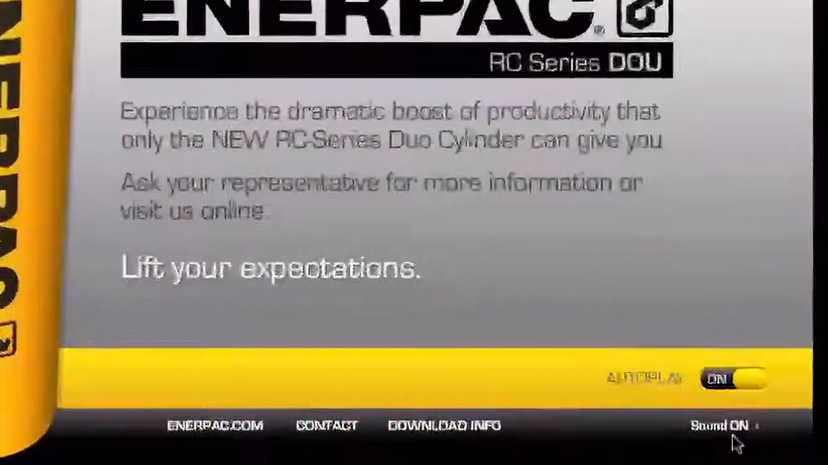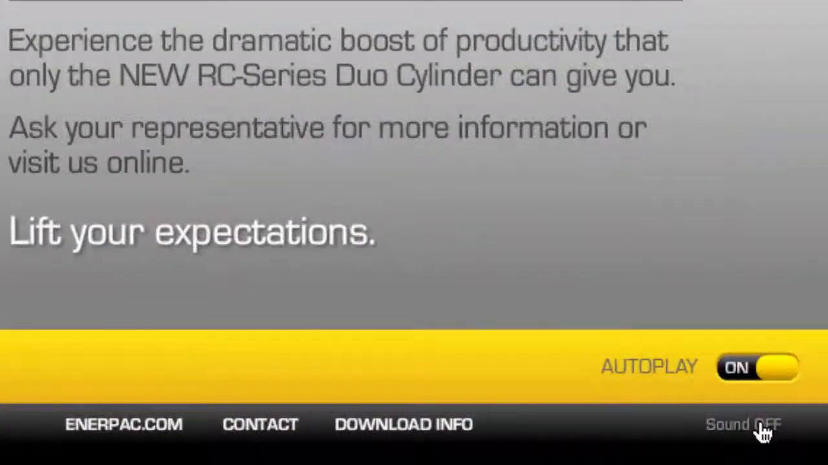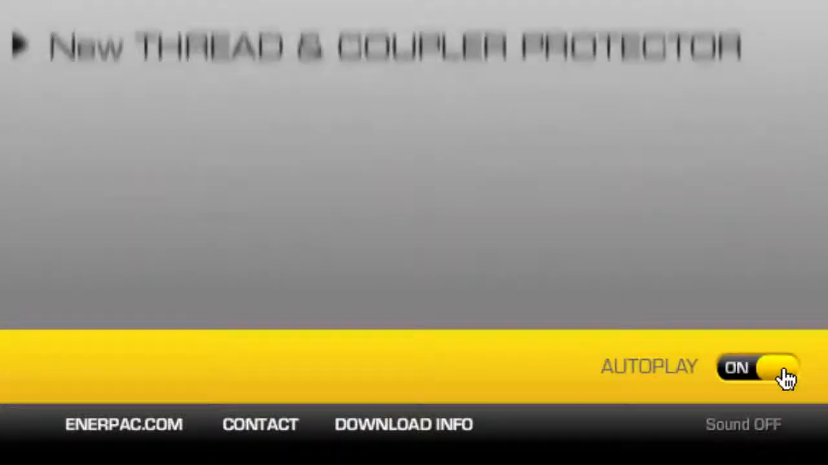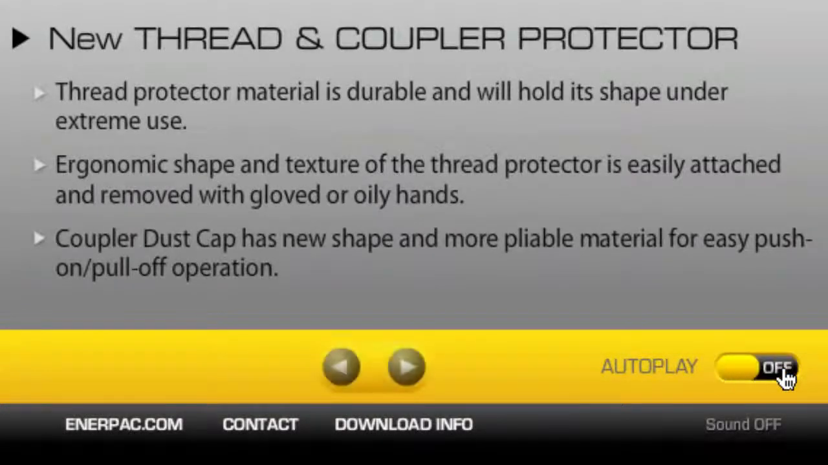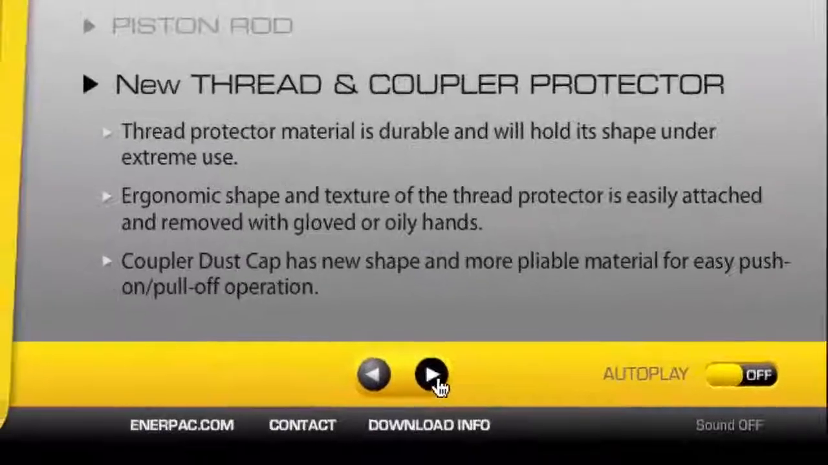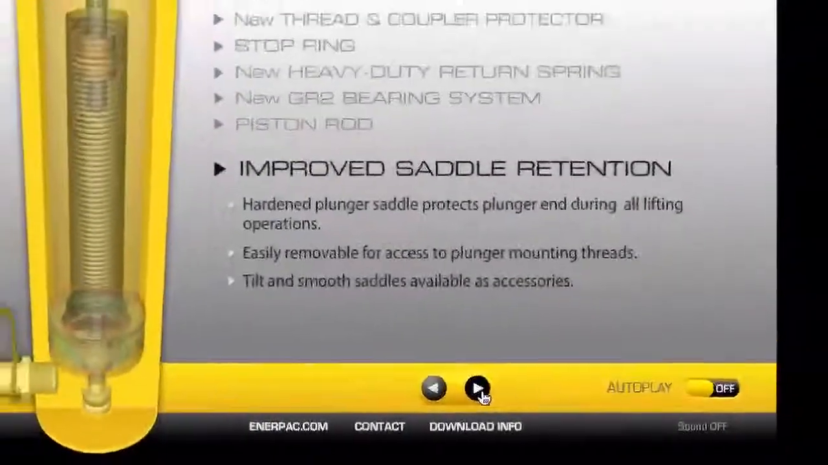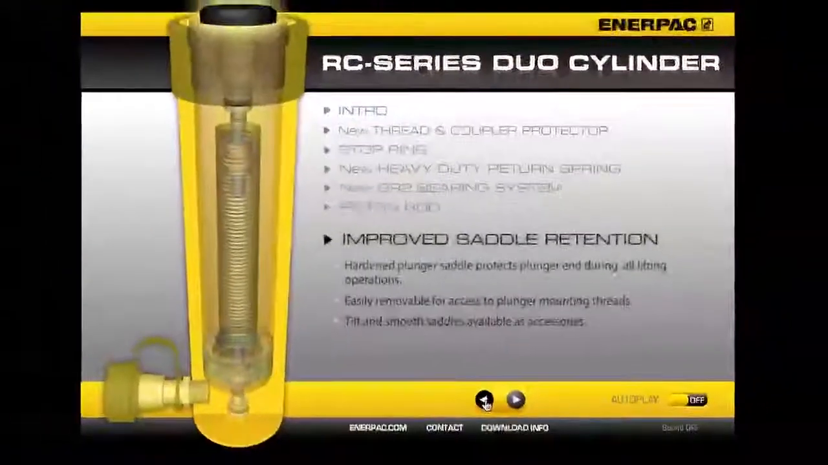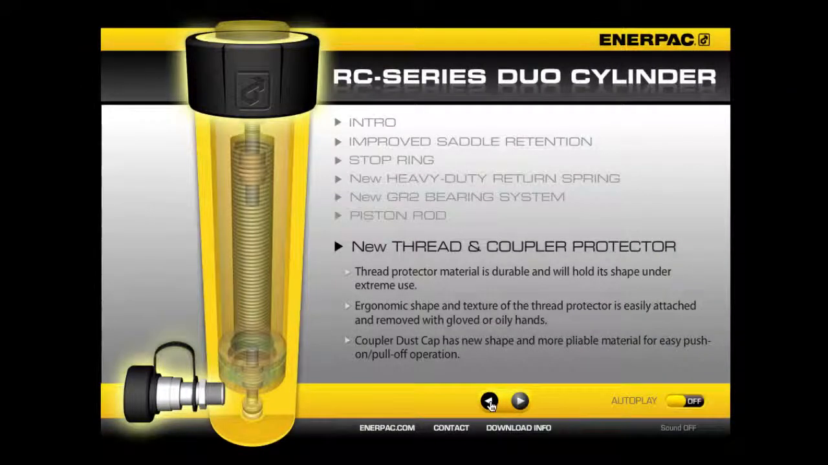So we can easily turn off the ambient sound if that's the way you want it, and also by clicking the autoplay button, you can see that will close up and present forward and backward buttons here now, where we can manually step through these different steps or back through the different steps. So that's the general overview of this particular project.